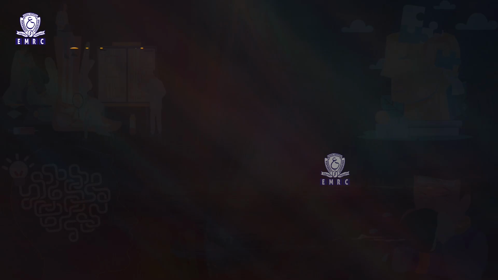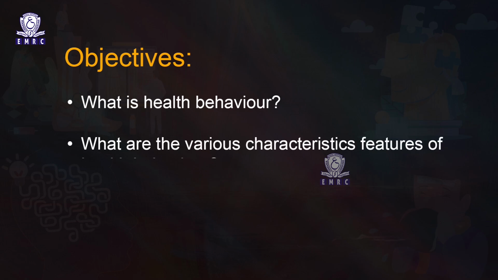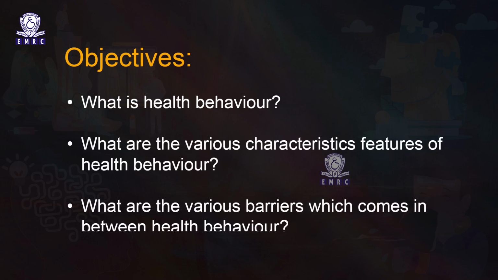In this lesson, we are going to talk about characteristics of health behavior and barriers to health behavior. The main objectives in this lesson are to understand what is health behavior, what are the various characteristic features of health behavior, and also we will try to understand what are those various barriers which come in between health behavior.